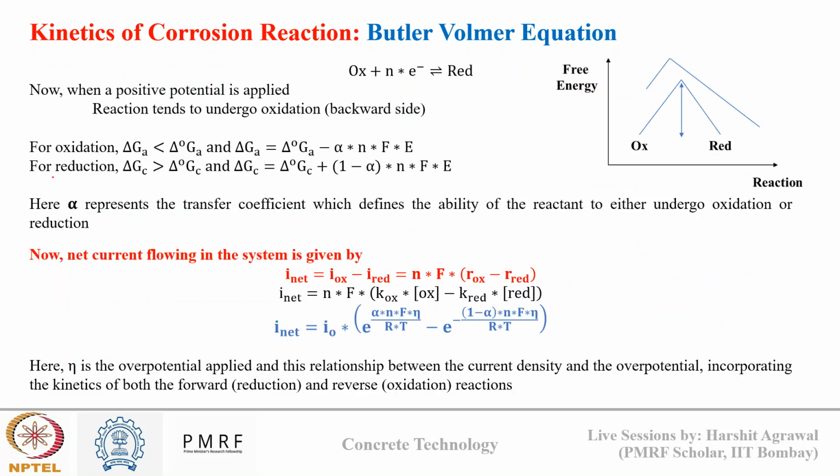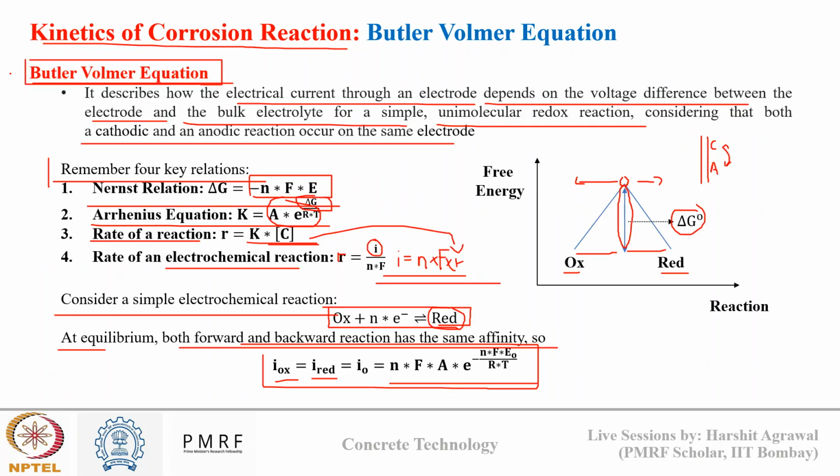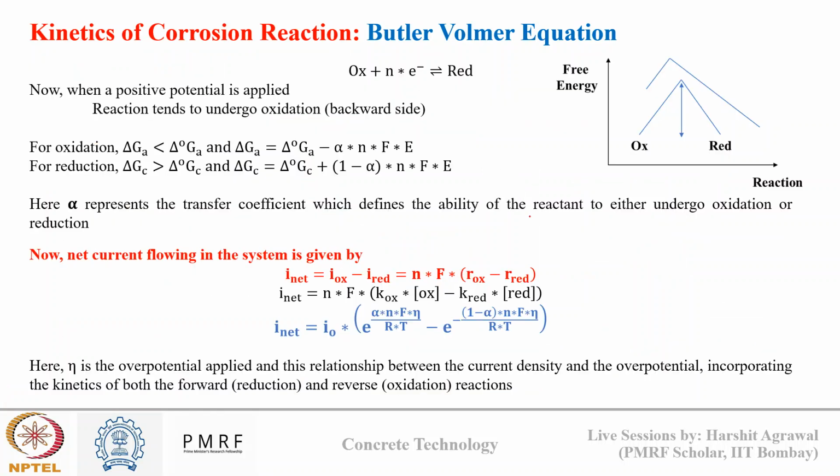Okay. Now, if we apply some external potential excitation to the system, so this right now was an equilibrium reaction where both forward and backward reactions have an equal rate. So the net current, that is the current for the forward reaction minus the current for the backward reaction at equilibrium, flowing in the system will be equal to zero. However, if we apply some positive potential to this reaction, what is happening is that we are consuming electrons. So this reaction will tend to undergo oxidation.